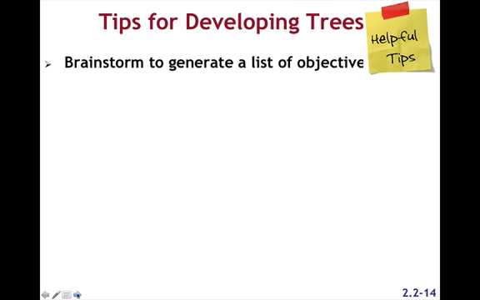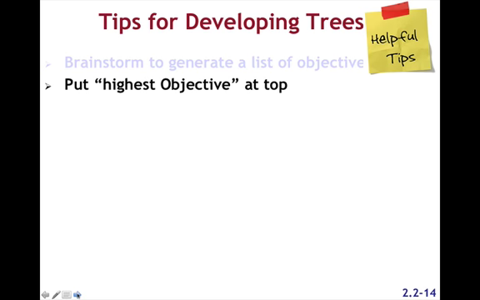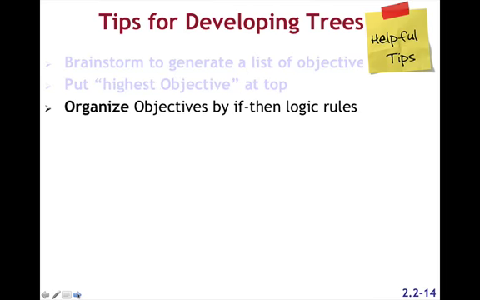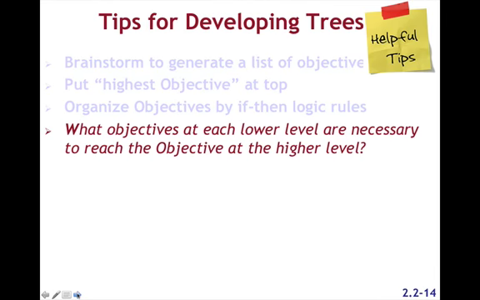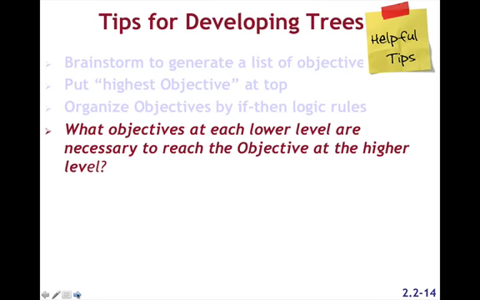Here are some tips for developing a useful tree. First, brainstorm to generate a list of objectives. The best way to do this is with other key stakeholders, team members, people who matter in the project. Try putting them on Post-it notes. Stick them on the wall. You can move them around. It creates a great deal of energy. Put the highest level objective at the top and organize them underneath by if-then logic. Here's the key question: what objectives at each lower level are necessary to reach the objective at the higher level?